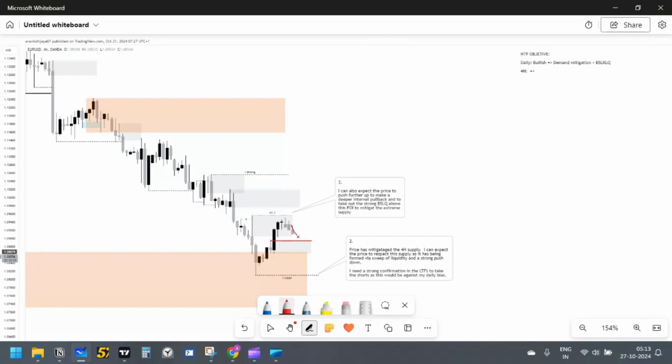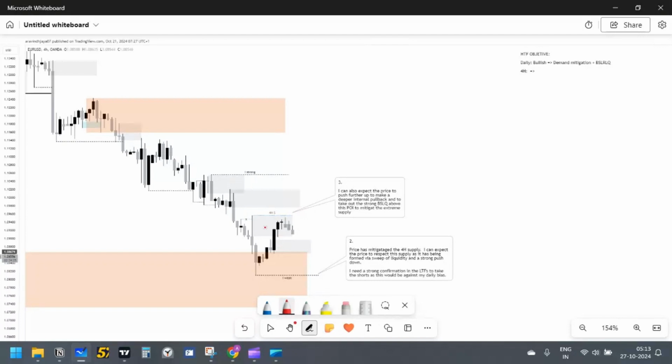But if the price mitigates this 4-hour demand, maybe price could chop bearish in the H1, and then as per the daily bias, price can push further up to take out all this low resistance liquidity. So see, the thing is the supply chain is getting restricted, right? This is the last supply, above which we are having a supply. Fine. The price can just take the buy side liquidity and then go to the supply and then chop bearish if it wants to come down.